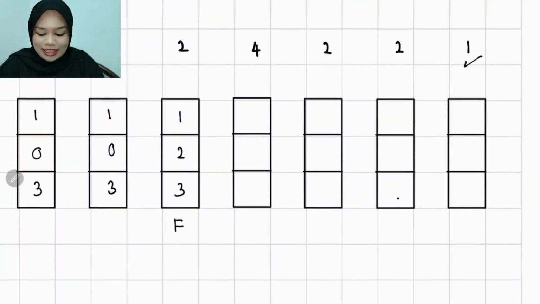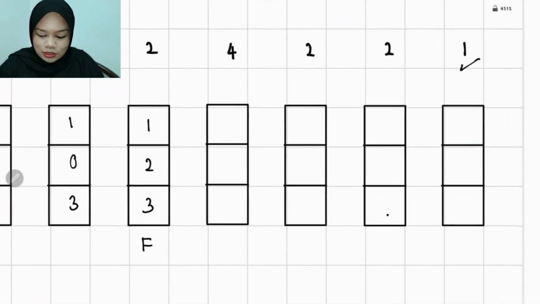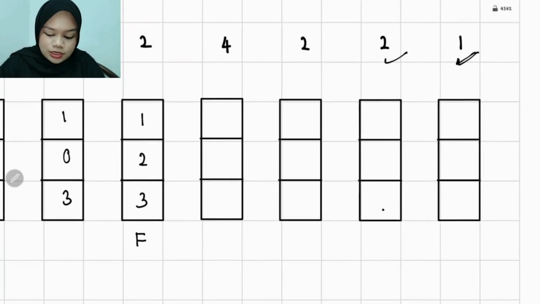Next we continue with 4. 4 is not in the frame, so we use the replacement algorithm. Which one will we replace? We have 1, 2, 3. We have 1 right here and 2 right here, and we don't have 3, so we can replace 3 with 4. So it will become 1, 2, 4, and it will also be a fault.